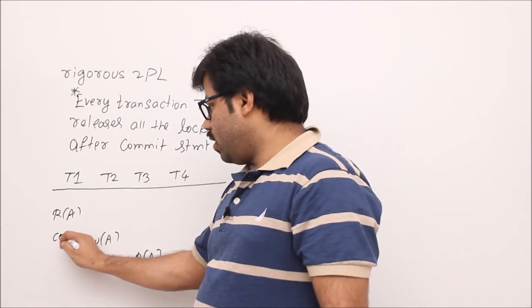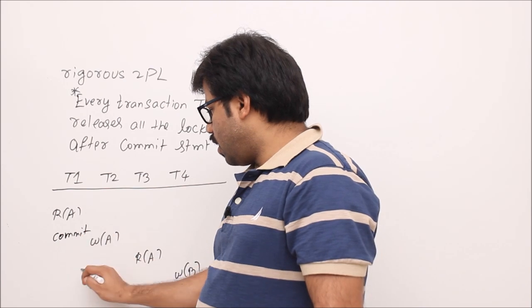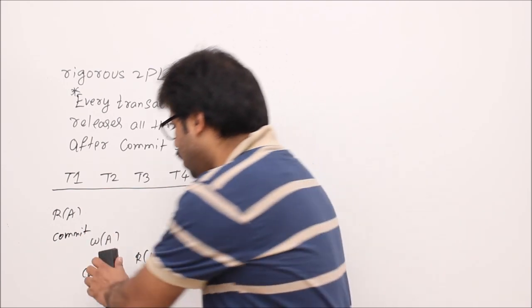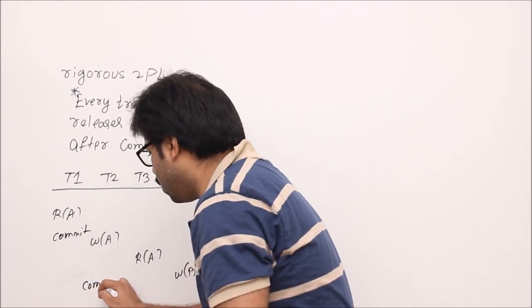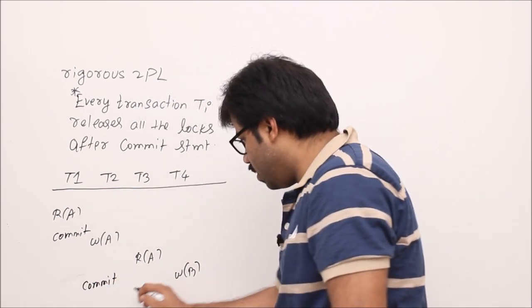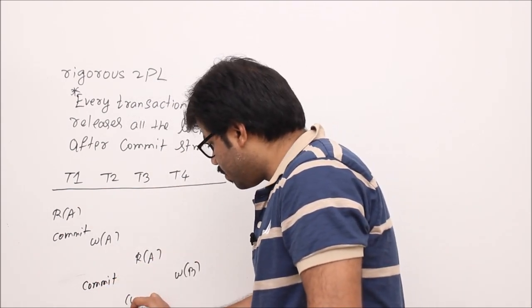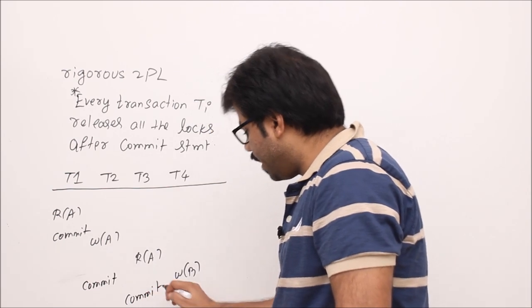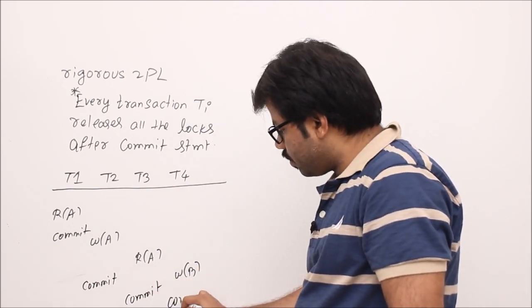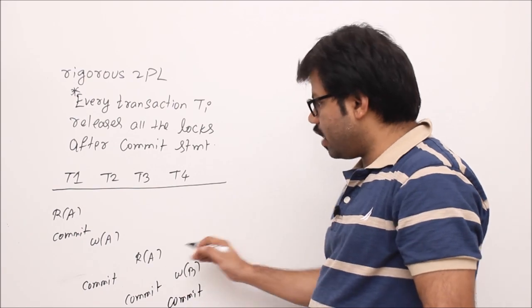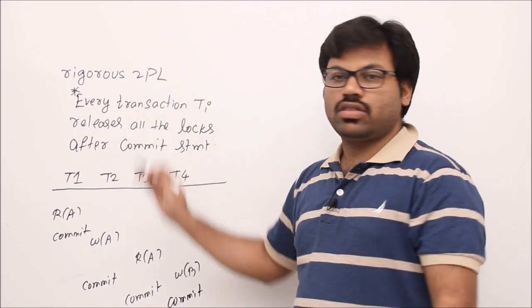Let me take one example here. Commit is here and let's say committing is here. Let me commit here. Okay. So let me commit T3 here. Let me write commit of W3 here. We will see whether such a kind of schedule is allowed under rigorous 2PL or not.